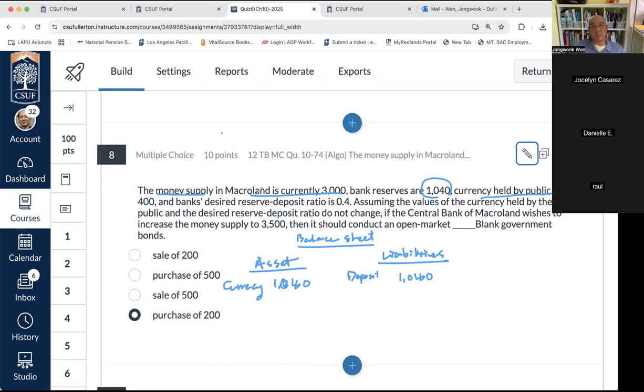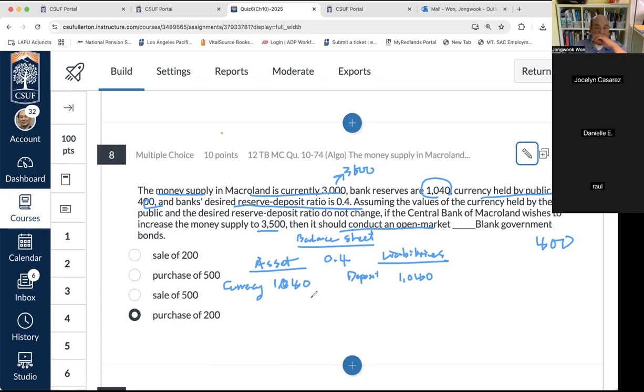And currency held by public, pocket money, is 400. So outside money is 400. Right? And desired reserve ratio is 40%. Okay, then if the central bank wishes to increase the money supply from 3,000 to 3,500, then it should conduct open market what?